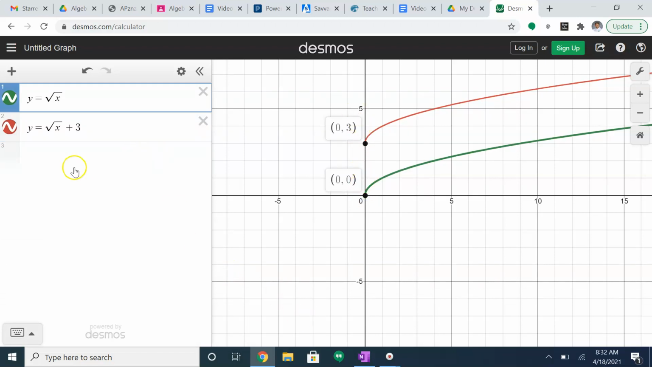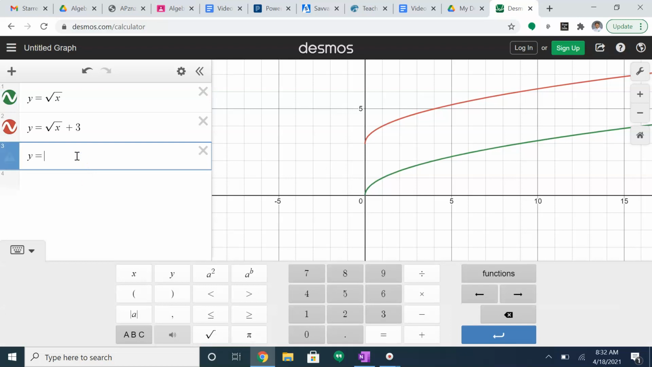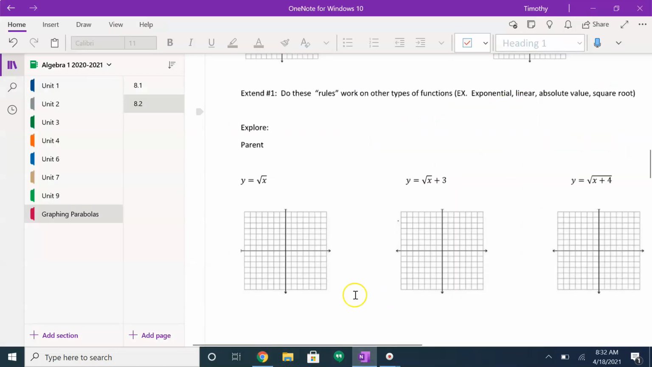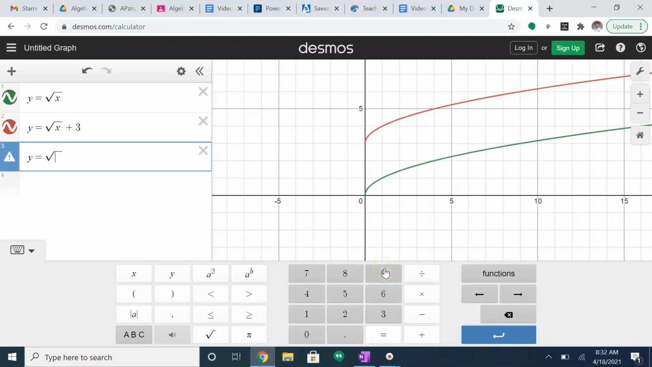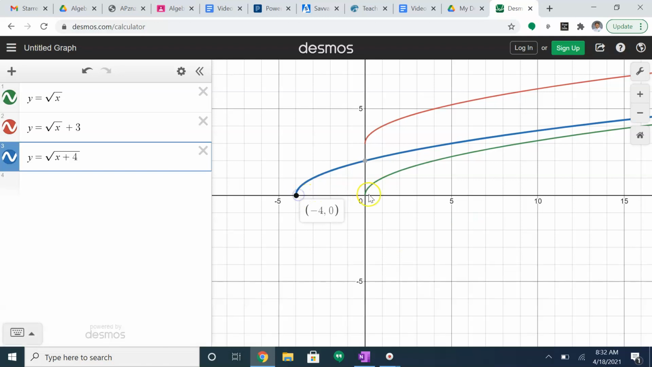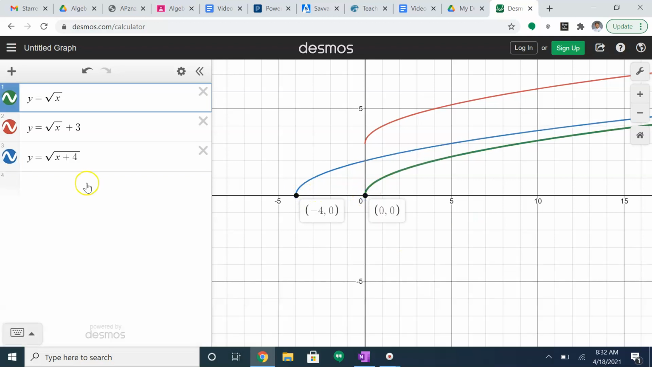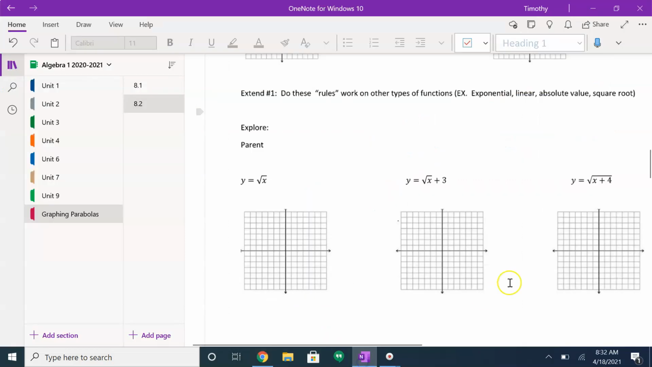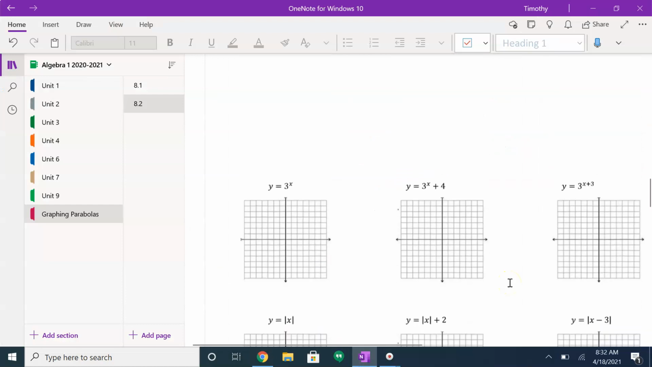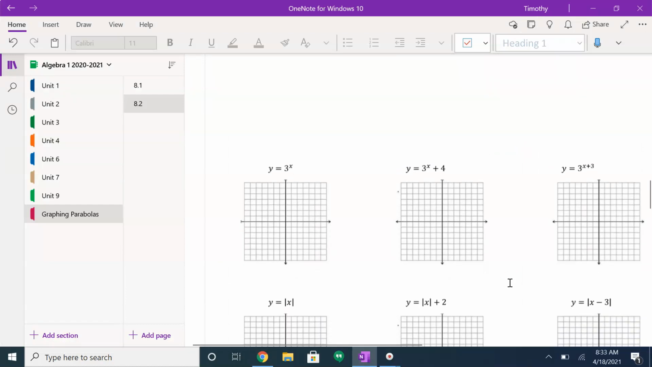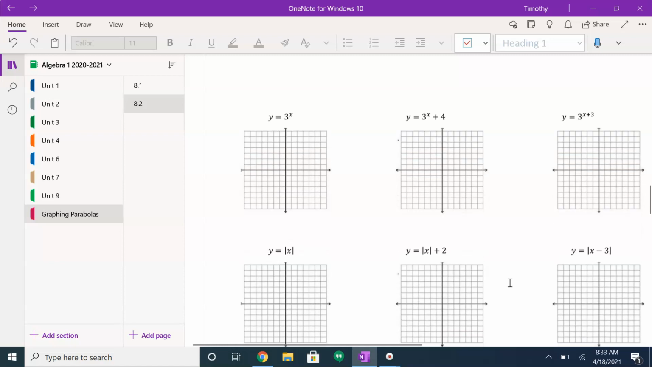All right? So now, if we put it inside the square root, that's going to be left or right, but they're lying to you. So this says x plus 4. So that means we're probably going to go left 4. And if you notice, where do we go? We go left 4. So these transformations are consistent across the board. Now they look a little bit different depending on the function.